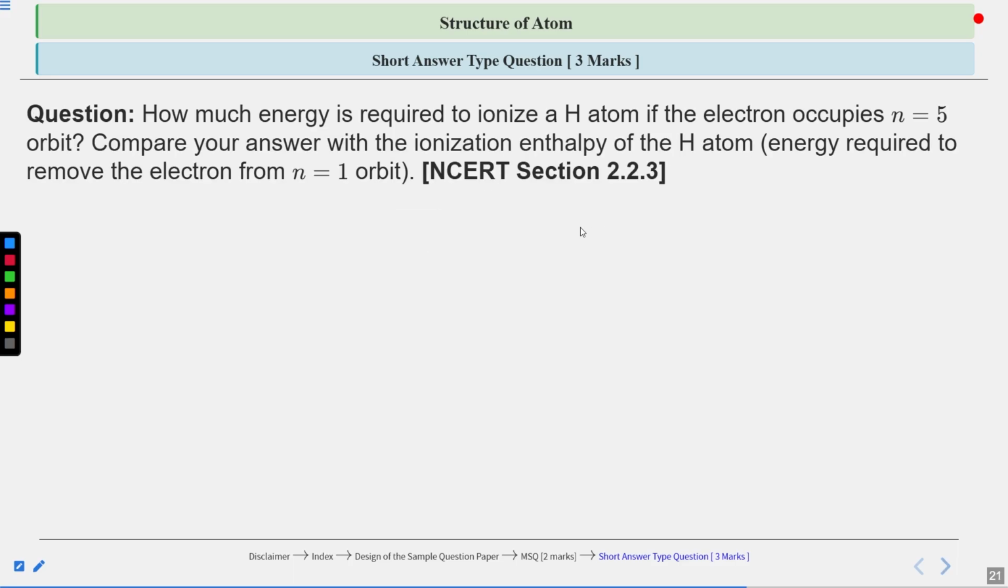Now moving on to the next question. Here we have to calculate how much energy is required to ionize a hydrogen atom if the electron occupies n equals 5 orbit. Compare your answer with the ionization enthalpy of the hydrogen atom, where the energy required to remove the electron is from the n equals 1 orbit. So this is a difficult question. So you will put this in the reason of the difficult one. The previous one was of an average type, and the first two were of the easy type. This is from the NCERT section 2.2.3. Your time to solve this question starts now.